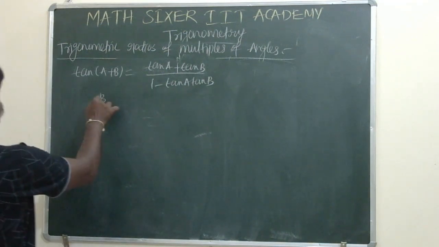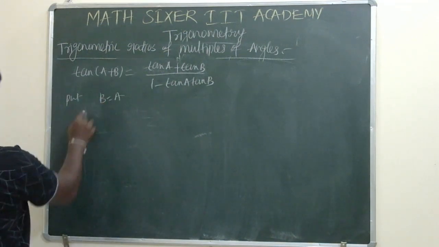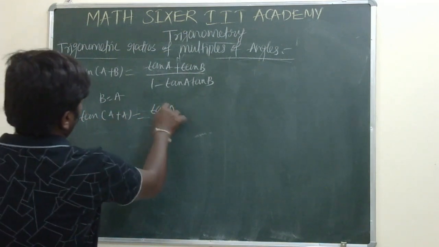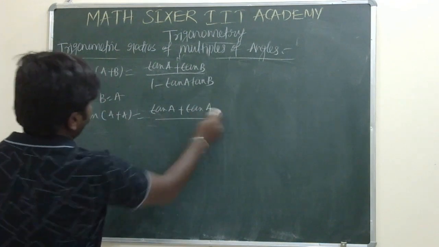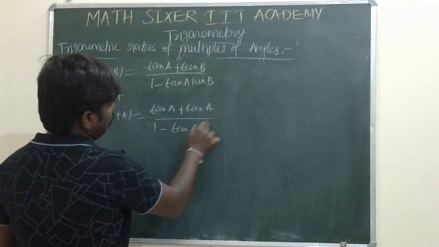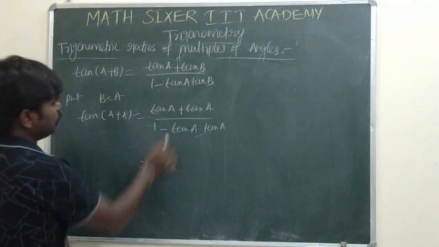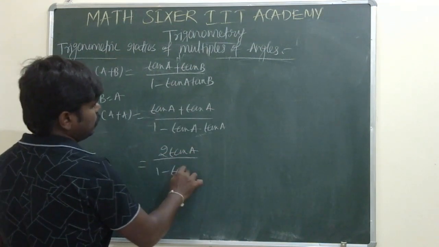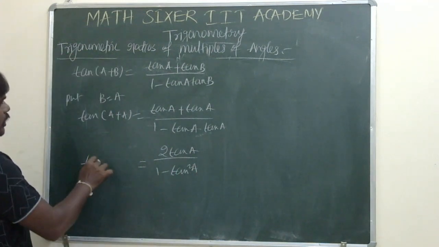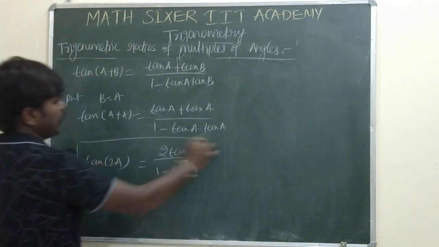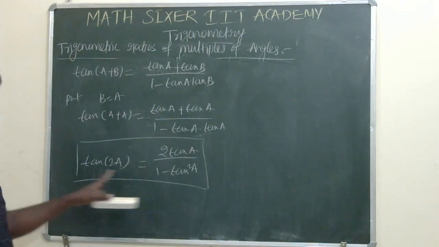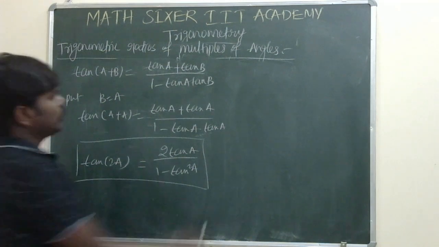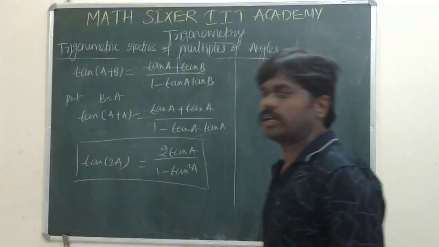Now put b equal to a here. Then tan a plus a is equal to tan a plus tan a divided by 1 minus tan a into tan a. That means tan a plus tan a is 2 tan a, by 1 minus tan square a. This is tan a plus a, meaning 2a. So tan 2a in terms of tan is equal to 2 tan a by 1 minus tan square a.